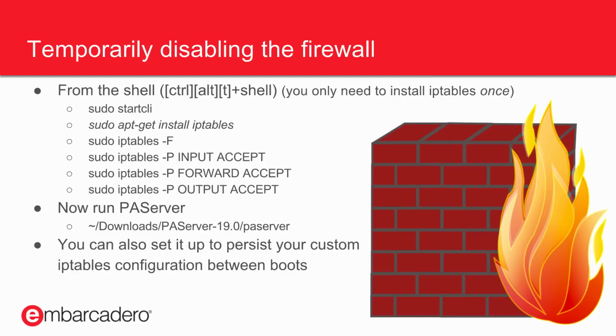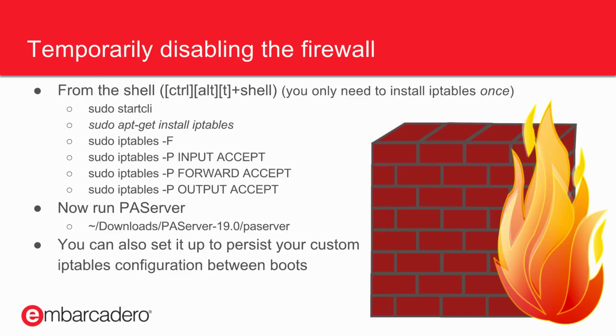What I recommend doing is setting this up with specifically the ports you want to have disabled and then persist it. But I'm going to leave that for you to do. Otherwise, if you use this here, this is a one-time disable of the firewall. And then when you reboot, the firewall gets re-enabled. Then you can run PAServer.